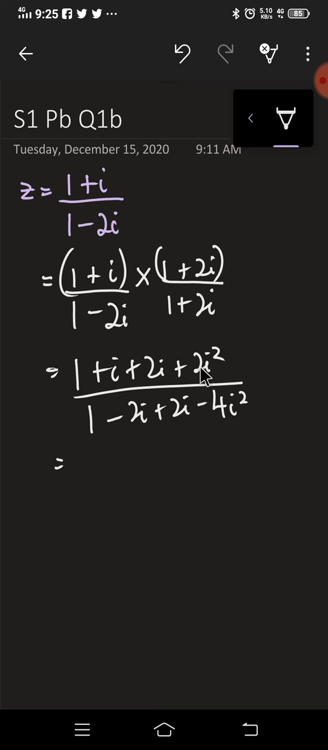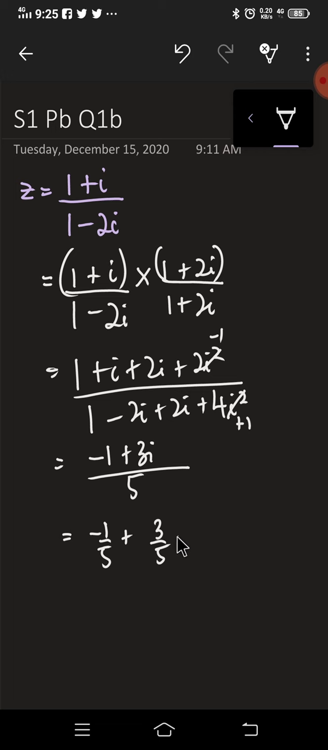So what is 2i squared? i squared is negative 1, so negative 2. So we get negative 1 plus 3i divided by 1 plus, since i squared is negative 1, negative 4 multiplied by negative 1 is plus 4. So 1 plus 4 is 5. Writing it in separate form, the real part and the imaginary part, we have negative 1 over 5 plus 3 over 5 i. So this is our z.